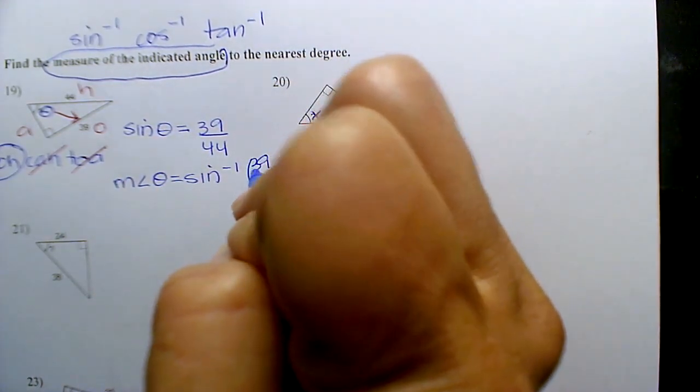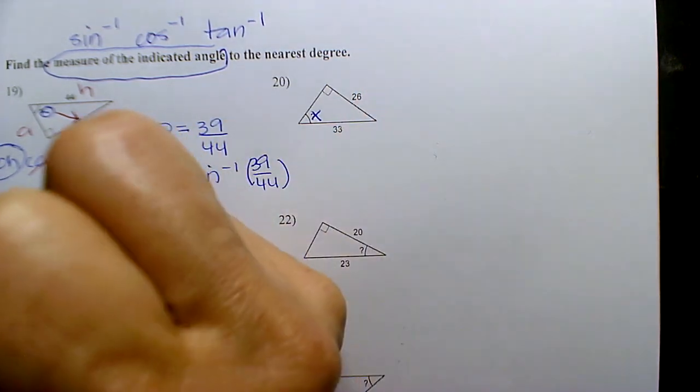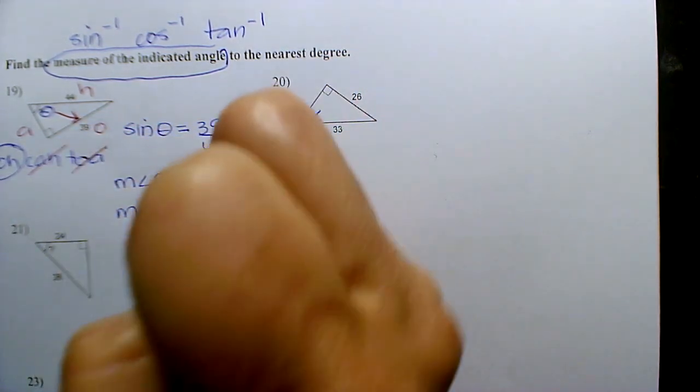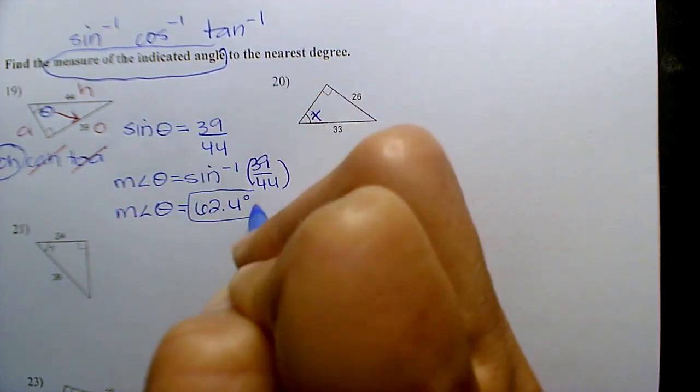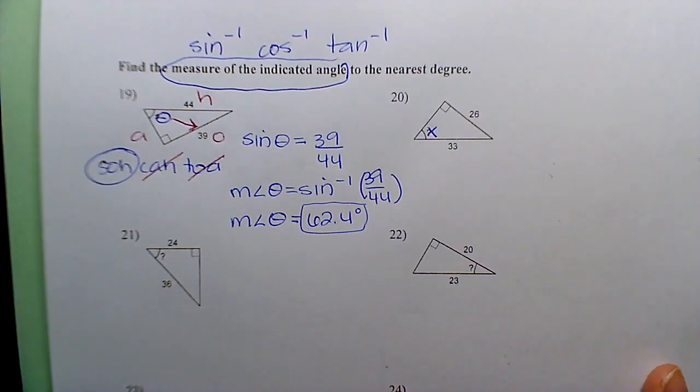Inverse sine of 39 over 44. So what's the measure of angle theta? 62.4 degrees. Correct.